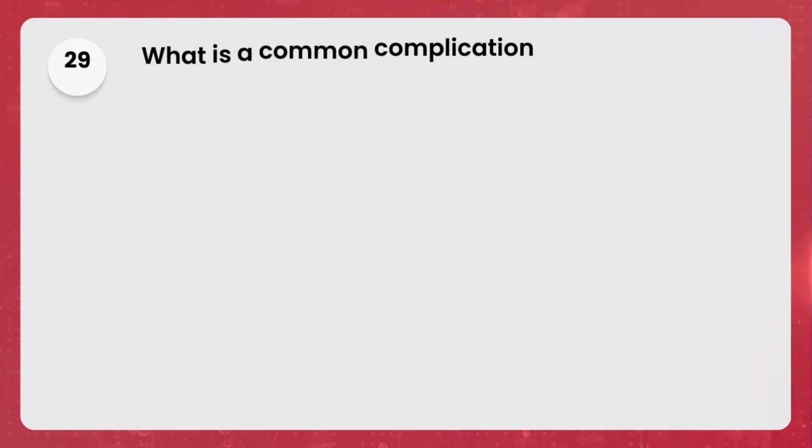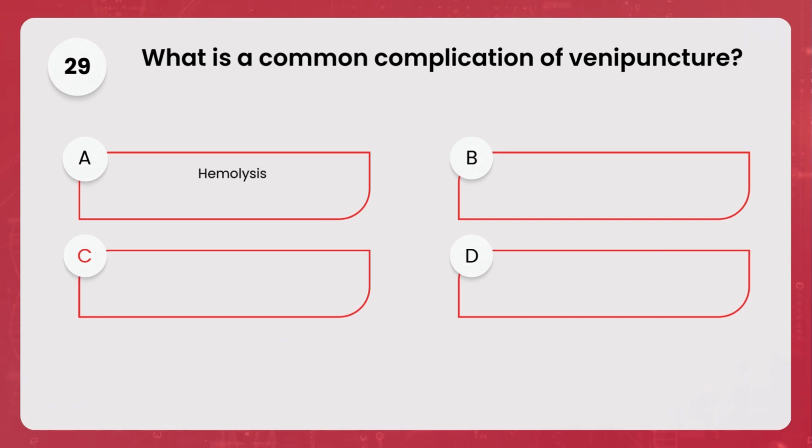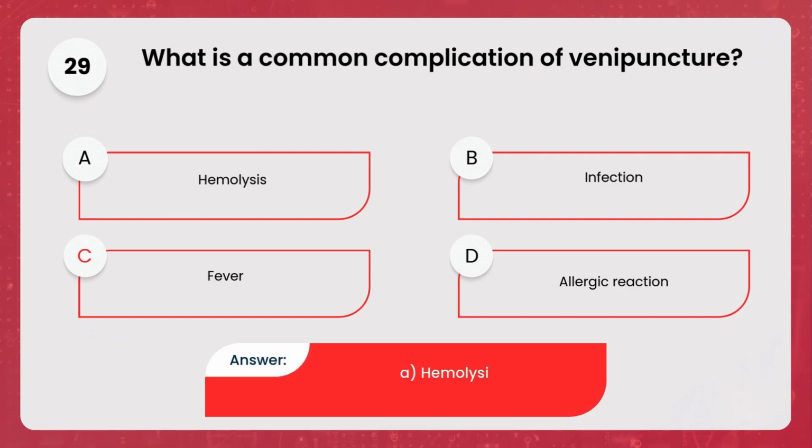Number 29. What is a common complication of venipuncture? A, hemolysis. B, infection. C, fever. Or D, allergic reaction? The answer is A, hemolysis.